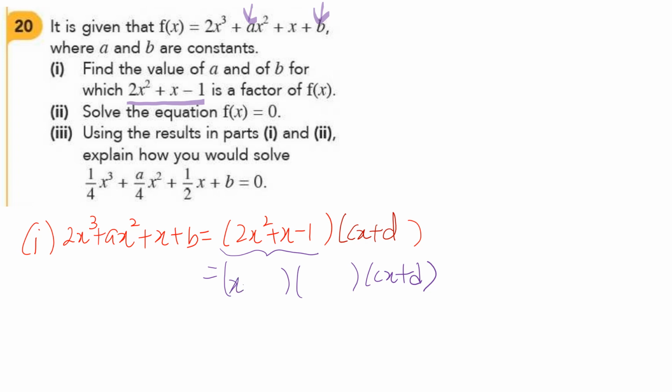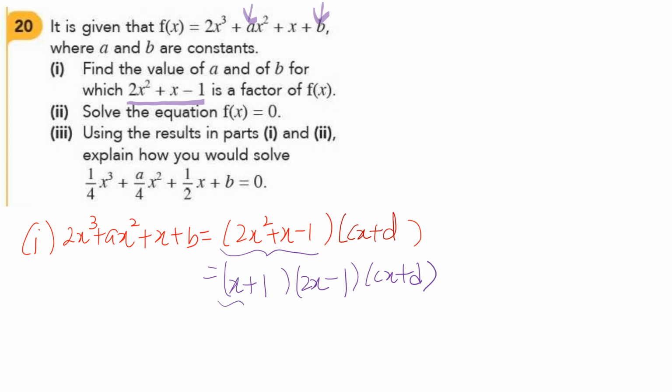Yes, we can factorize it to be x plus 1 and then 2x minus 1. Oh, so that's easy. You know why that's easy? We can use the substitution method. So this is something like the identities we've done earlier on. Yes, so we can actually use the substitution method.